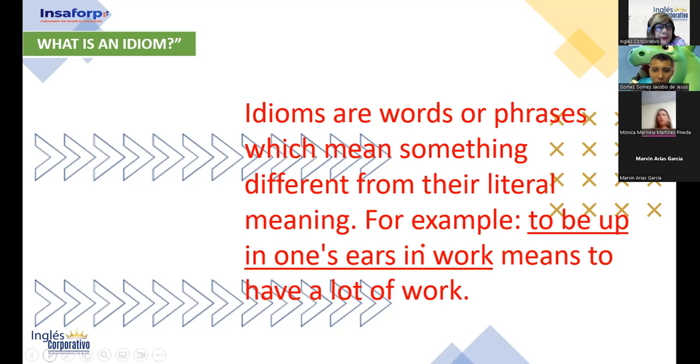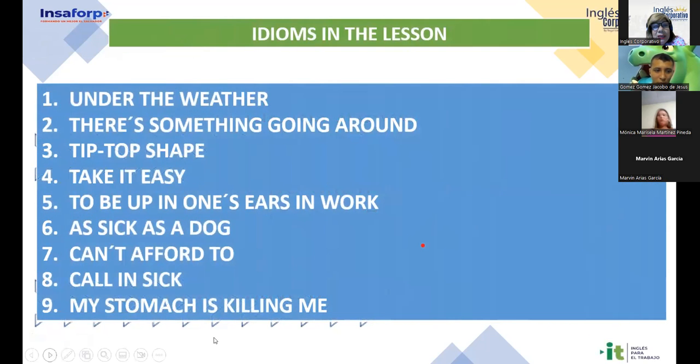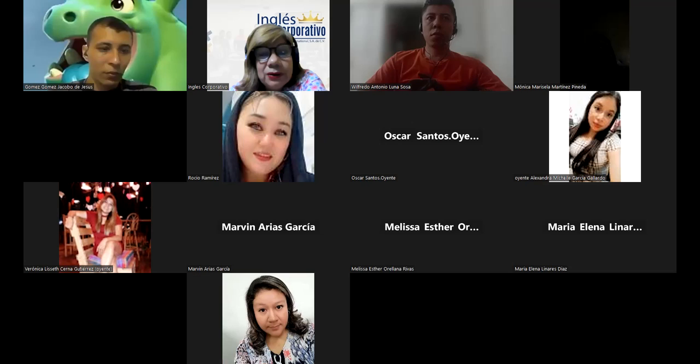Once we have explained what an idiom is, look at this. These are the idioms in the lesson, the idioms that we find in the manual. We have under the weather, there is something going around, in top shape, take it easy, to be up to one's ears in work, as sick as a dog, can afford to, calling sick, my stomach is killing me. I mentioned this because I want you to see the list of idioms in the manual. I'm going to present the manual and we are going to complete an exercise, and you will understand with the exercise, not here.